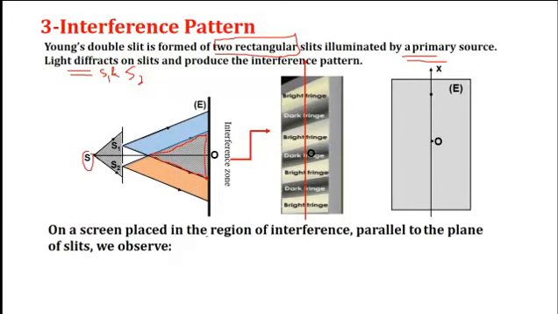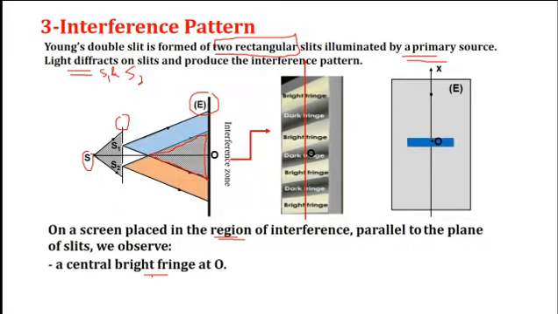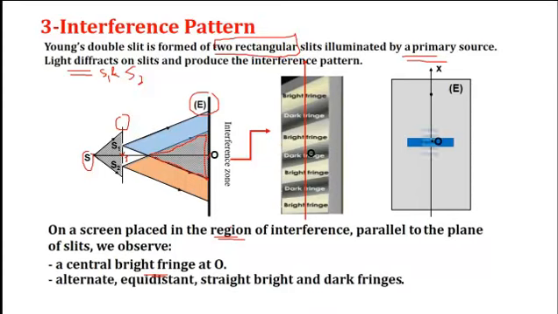Therefore, in the zone of interference, we observe on a screen E parallel to the plane of slits. What do we observe? First, a central bright fringe at O, which is on the perpendicular bisector of S1 S2; the points S, I, and O are collinear. Then, a central bright fringe and alternate, equidistant, straight bright and dark fringes.